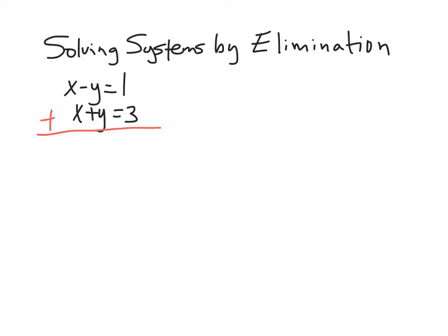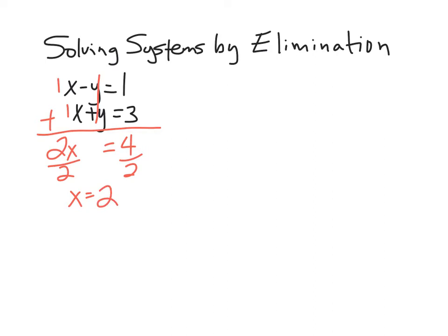Okay, so x plus x, remember that's a 1x plus a 1x, so that makes 2x. Negative y plus y, or negative 1 plus 1, that's 0. So this part cancels out. I don't have a y anymore. And 1 plus 3 equals 4. Now I'm going to divide to solve for x, and this becomes x equals 2.